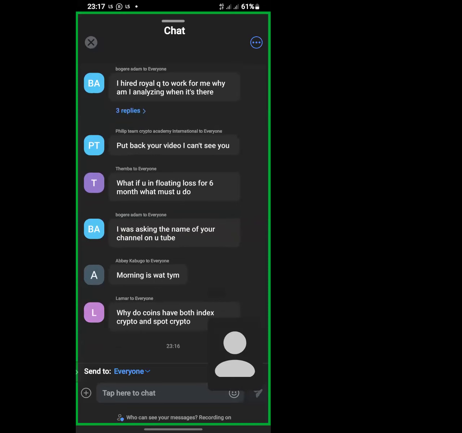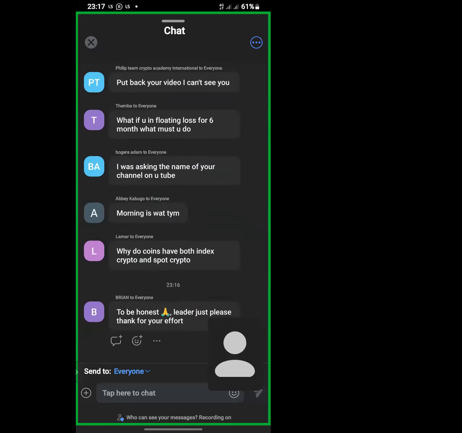Morning, what time? You guys don't follow in the group, do you? It is 8 a.m. East African time, 6 a.m. West African time, and Southern African time is 7 a.m.